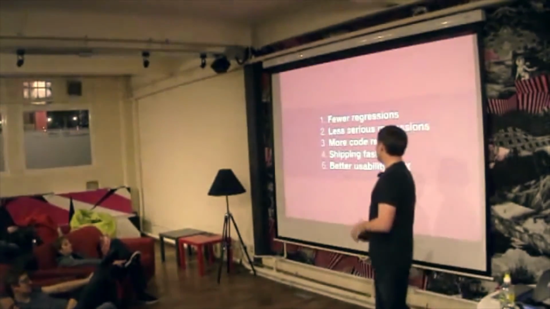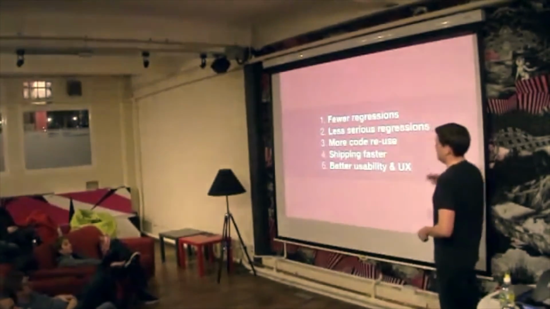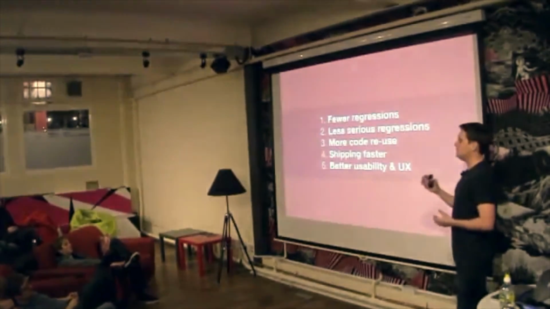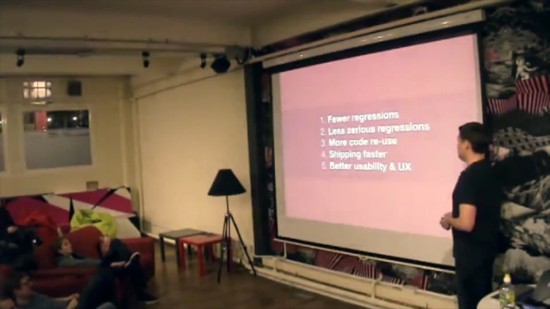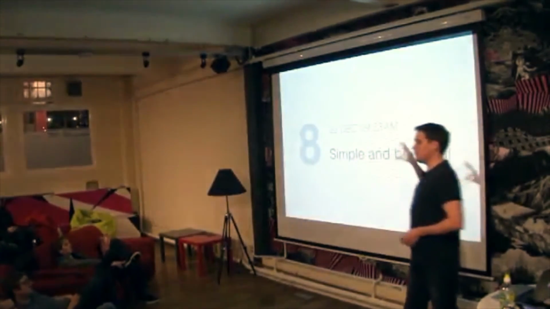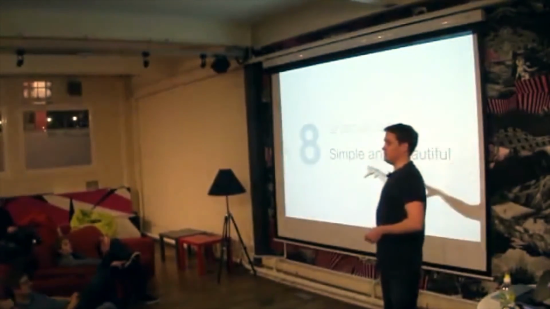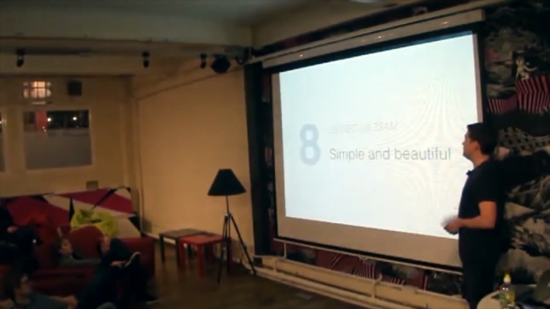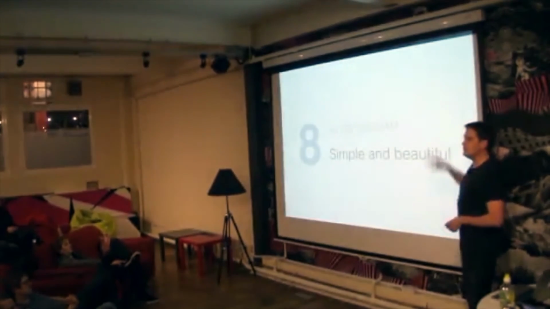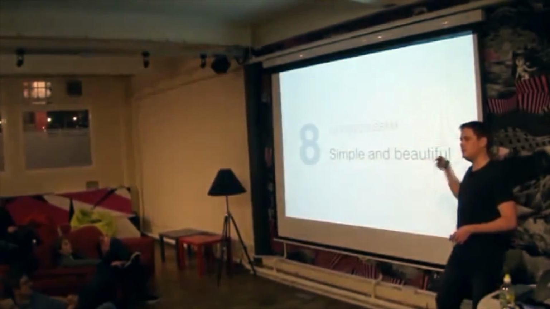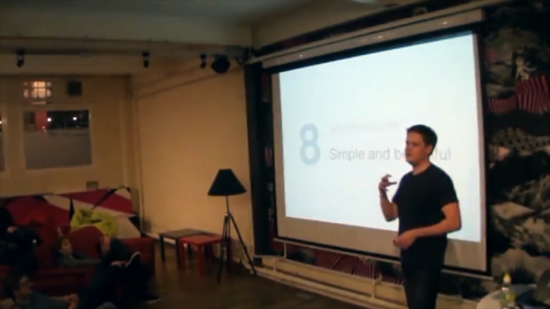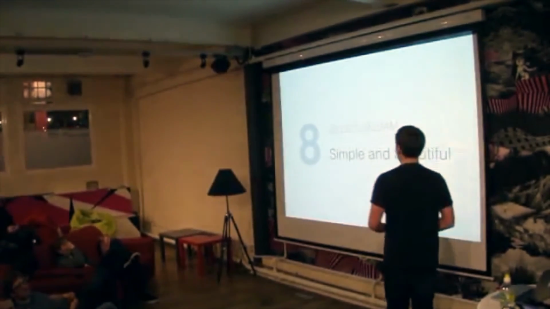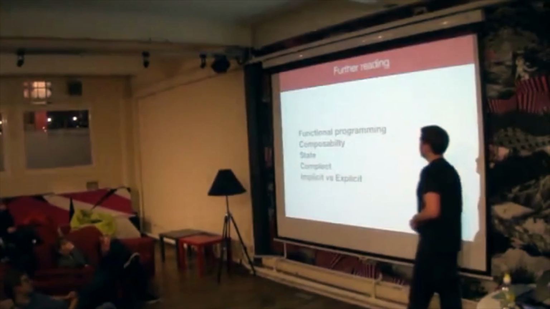For us, the effects of good code is fewer regressions, less serious regressions, more code reuse. We don't really ship faster, but we ship better quality work. Really, all this is about the user. This is some feedback that a user gave us. He said simple and beautiful and ranked our product 8 out of 10. The fact that he used simple there made me so happy because we have to tame and remove so much complexity from our product and our code base in order to achieve that.